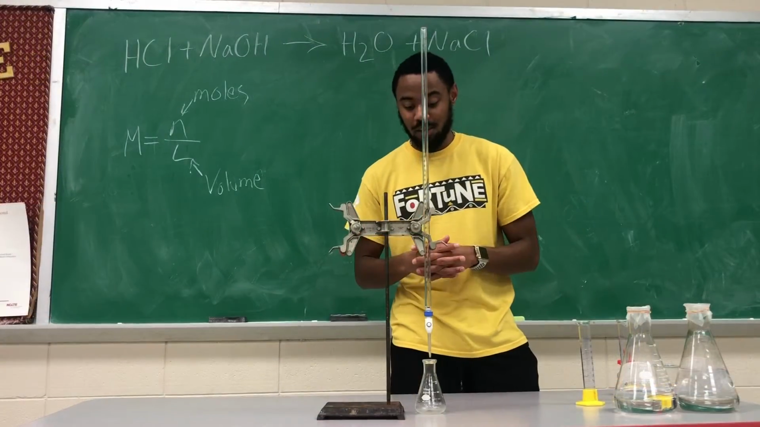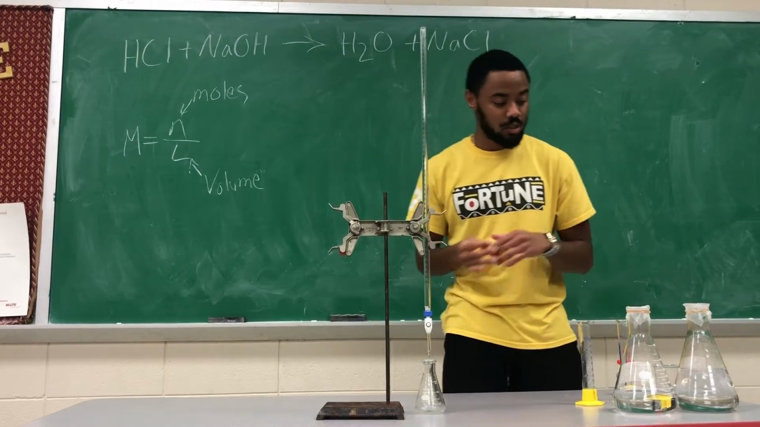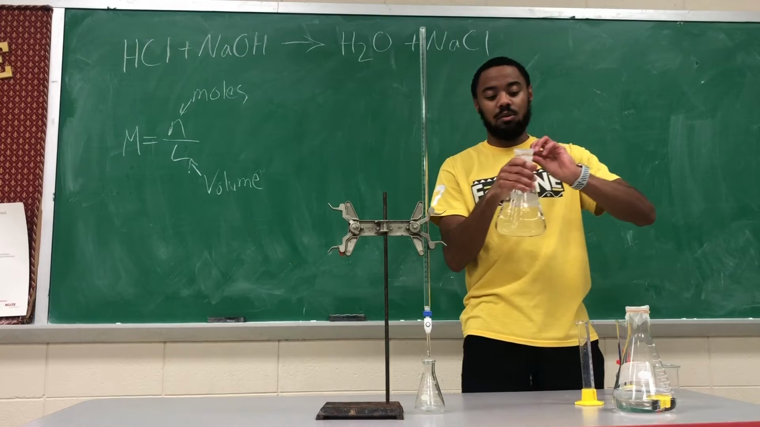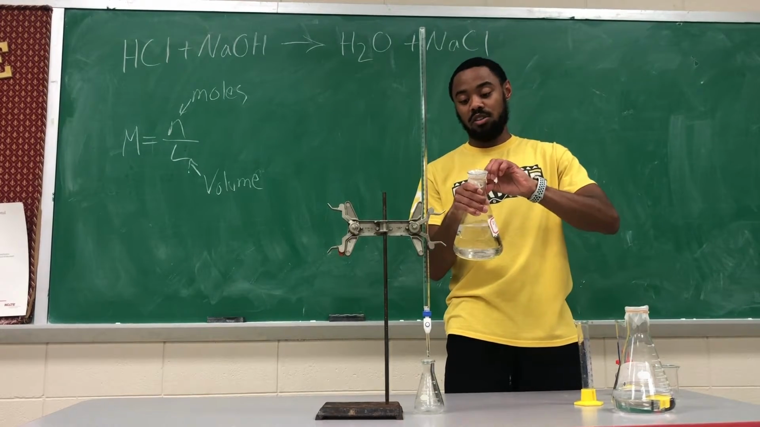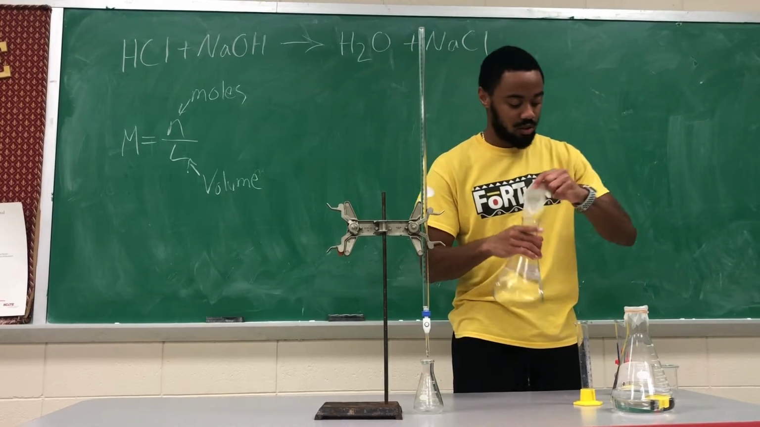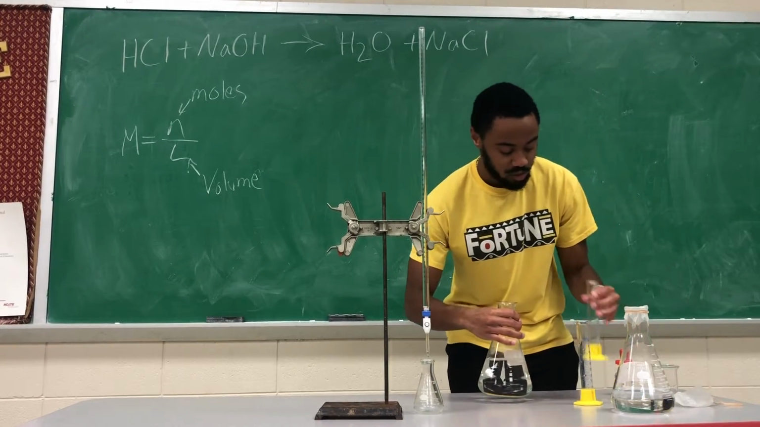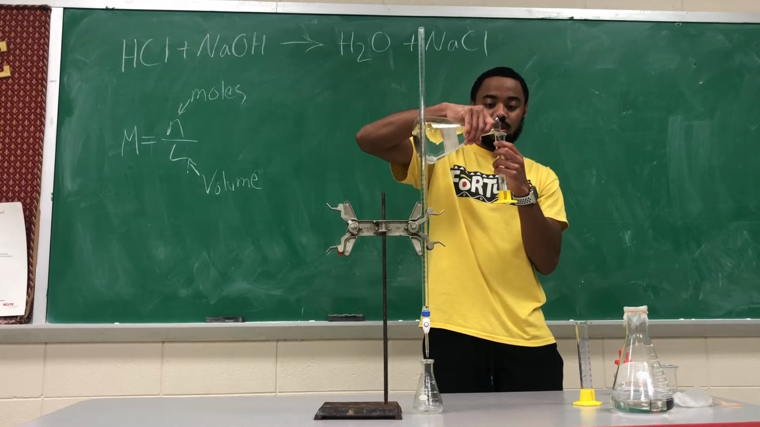So now we have our setup for our experiment in which we're going to see this reaction take place. So the way we're going to do this is that we're going to take our acid, which is HCl, hydrogen chloride, or hydrochloric acid, and we're going to pour out 25 milliliters into this graduated cylinder.